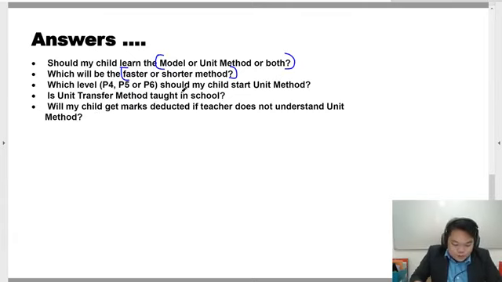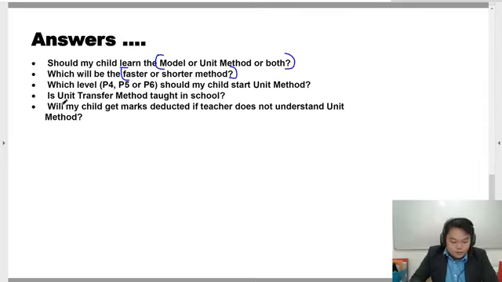So which level should my child start to use the unit transfer method or units method? It depends on how well versed he is in the pictorial first. Of course, there are some children who are very weak in pictorial, but abstract reasoning, they are very good. So you can start to explore this with them first.